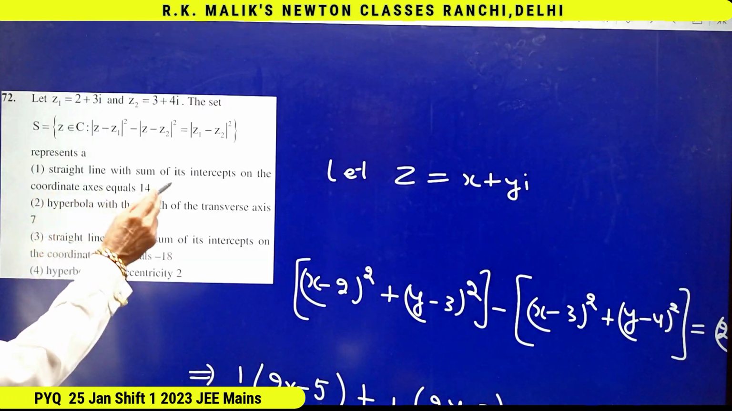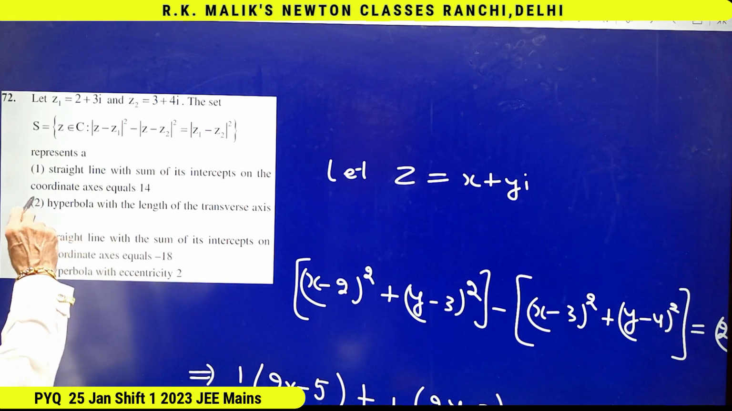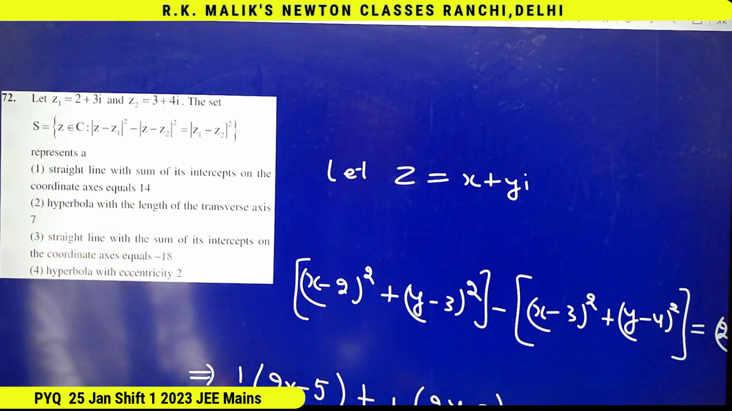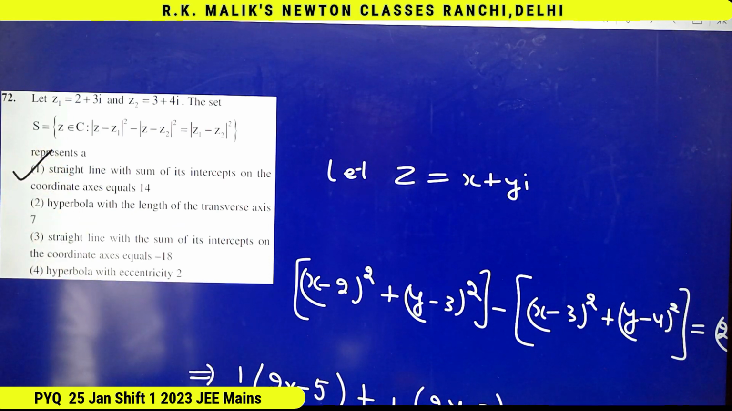Hence I can say first choice is the correct choice, because in this choice it is given that sum of the intercept on the coordinate axis is equal to 14. Hence I can say first choice is the correct choice.